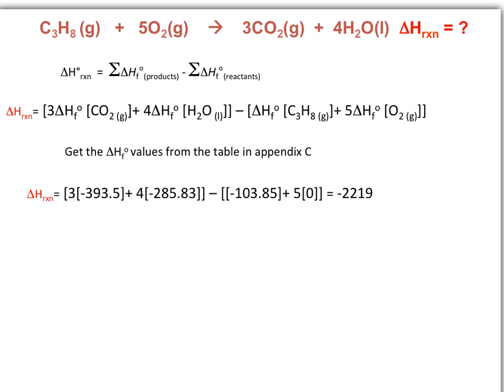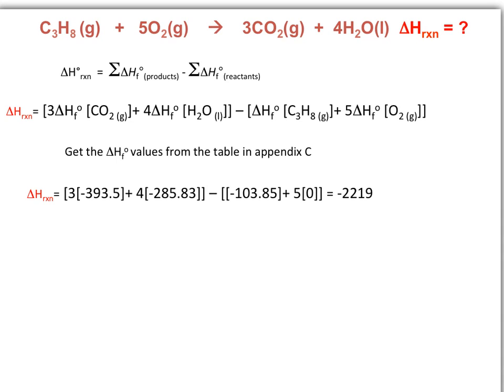Now this brings us to our second approach to solving delta H of reaction problems using enthalpy of formation values. Utilizing this equation, our delta H of reaction is going to equal the sum of our delta H of formation of our products minus the sum of our delta H of formation for our reactants. We're going to do this for this overall equation. So what we're going to do, guys, is products minus reactants.